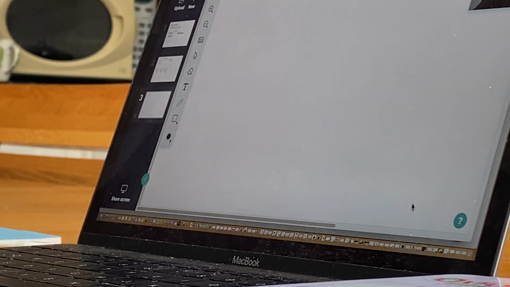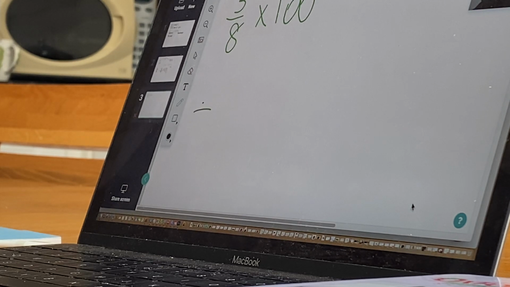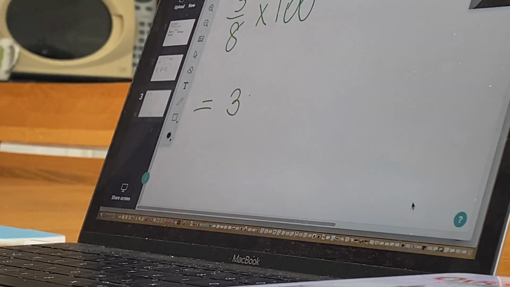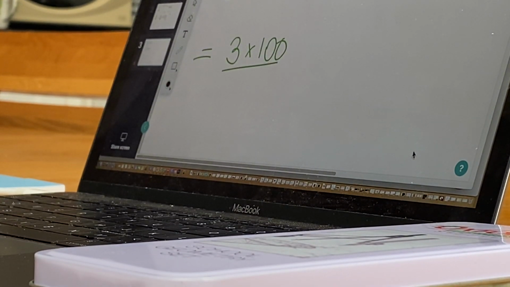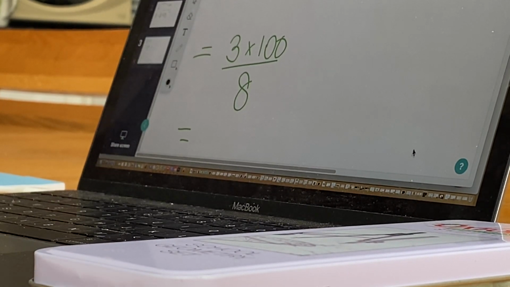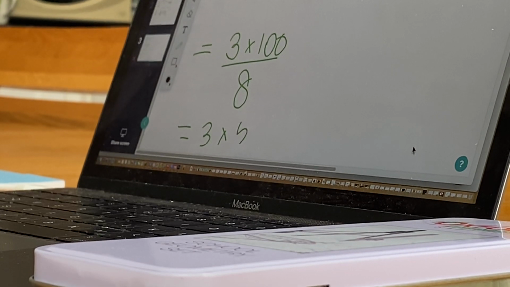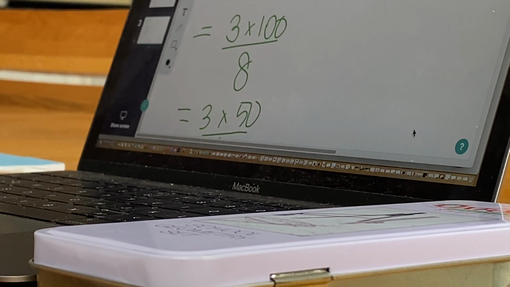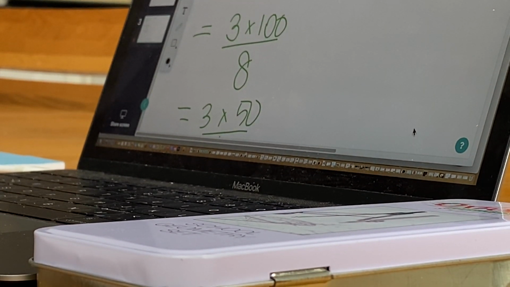So we have 3/8 times by 100. Now you were saying that we want to do 3 times 100 divided by 8. Then we can start simplifying the fraction. Maybe something like this. So 3 times 25 over 2.